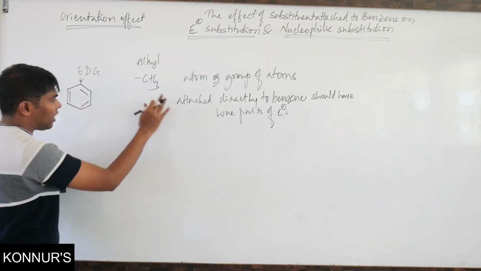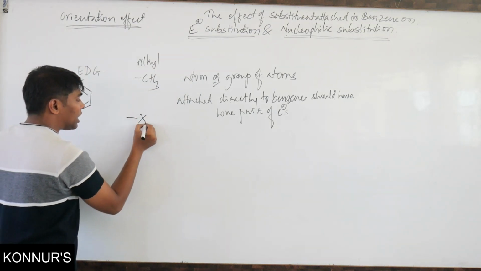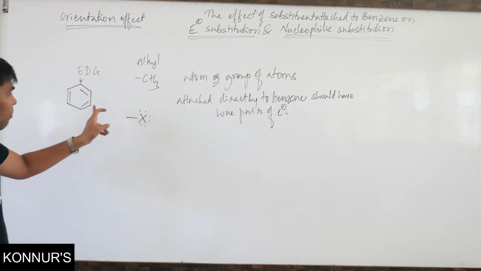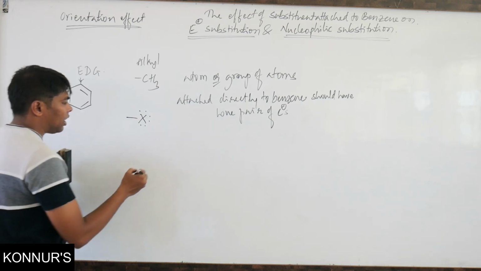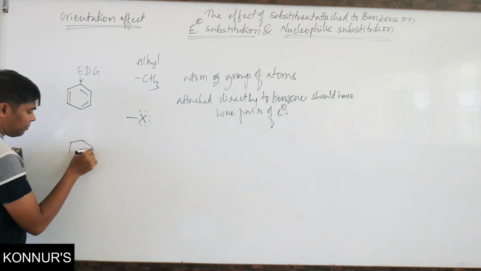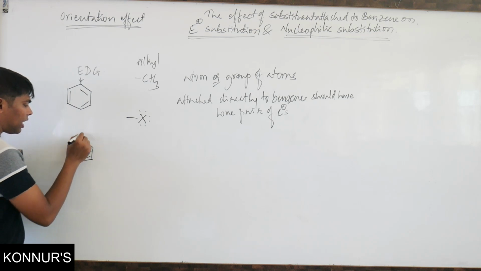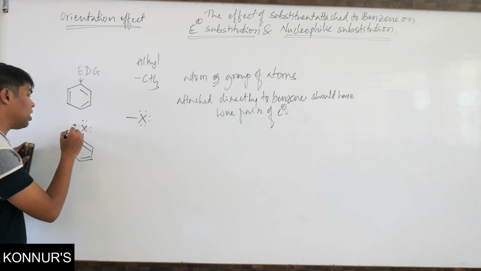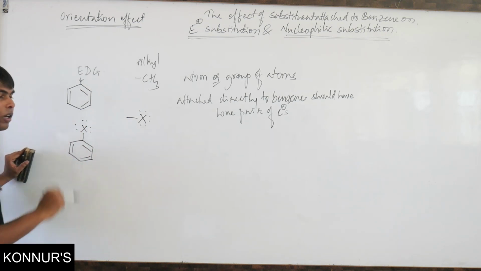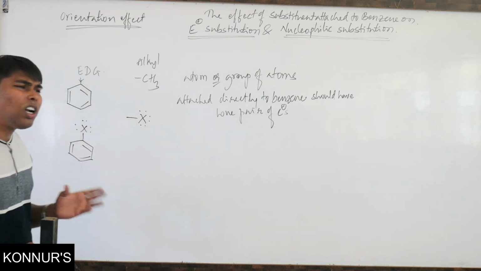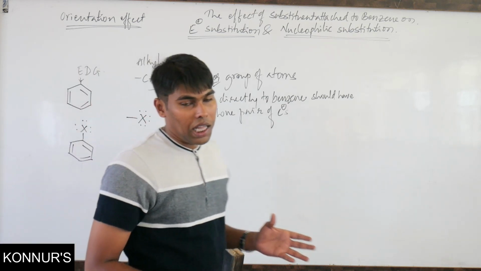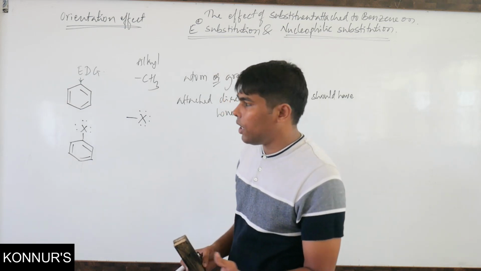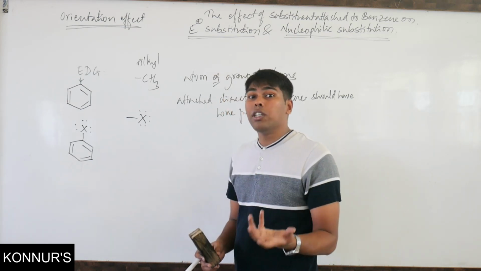Alkyl group I have already represented right over here. You can take the halogen, which contains a bond pair. If benzene is attached to a halogen, let us suppose fluorine, chlorine, bromine and iodine, they contain a lone pair and tend to donate a lone pair of electrons, not as much as other groups, but it's a slightly deactivating group. It is not that much of an activating group.